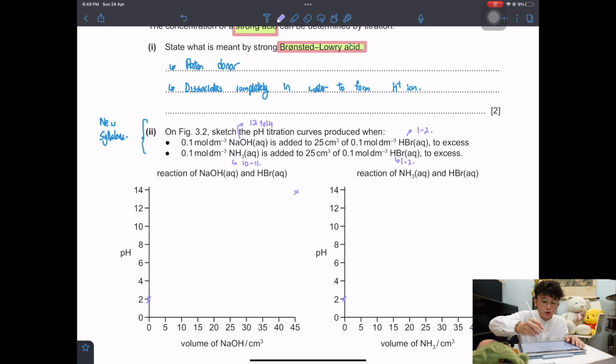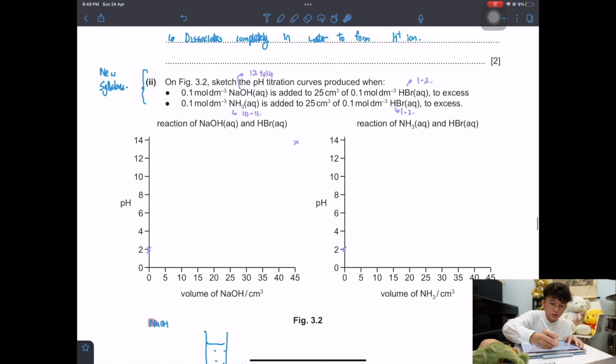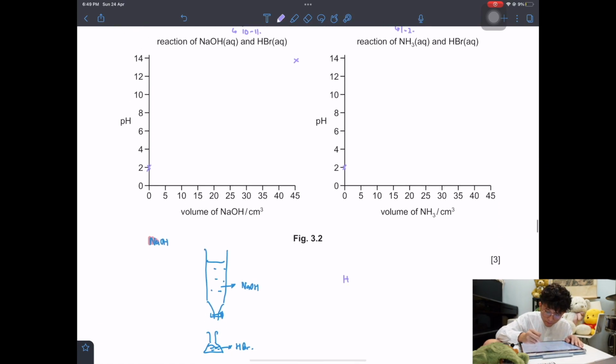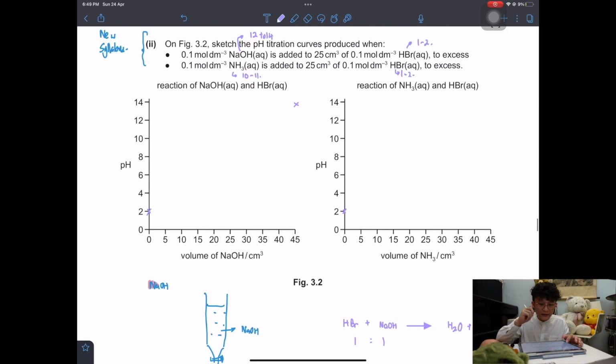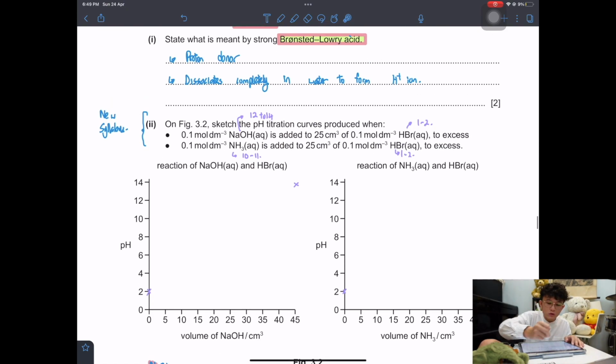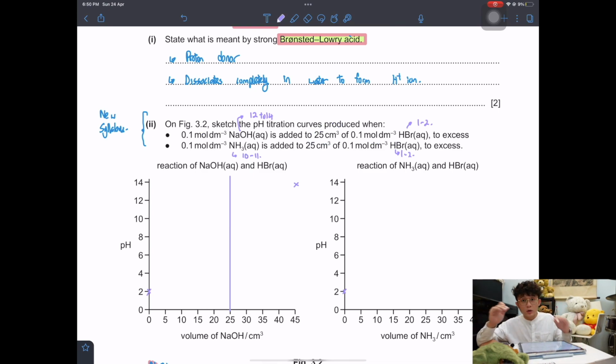And you know that if you construct the balanced equation, HBr plus NaOH gives H2O plus NaBr. Do you see that the ratio is 1 to 1? So I know that, let's say this is 0.1, they have the same mole, so the volume will also be the same. So they will reach the equivalence point at 25 cm^3. And this part is also the same thing.